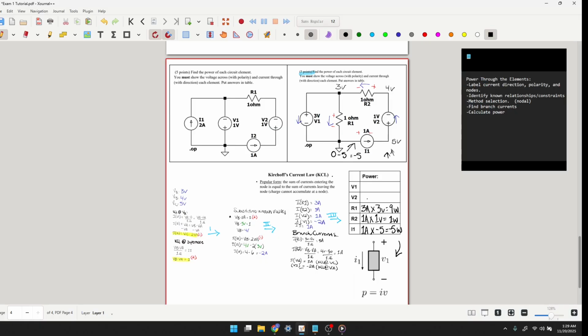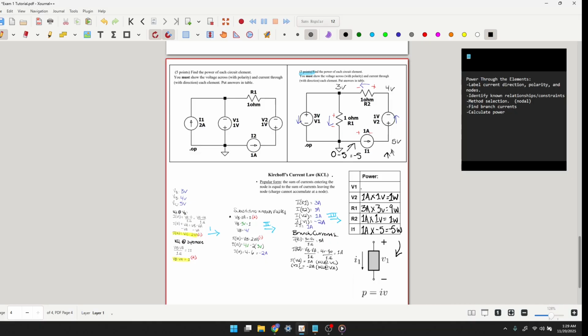Let's look at V2. We have that the current is 1 amp. We also have that the voltage is 1 volt. This gives us 1 watt.